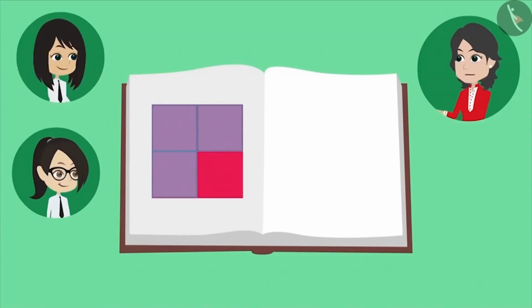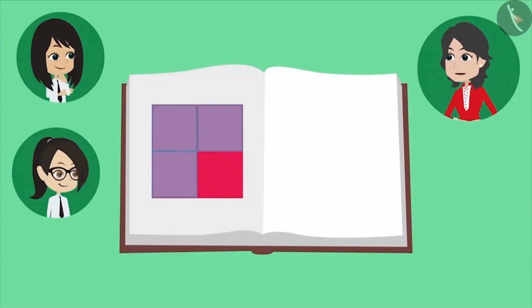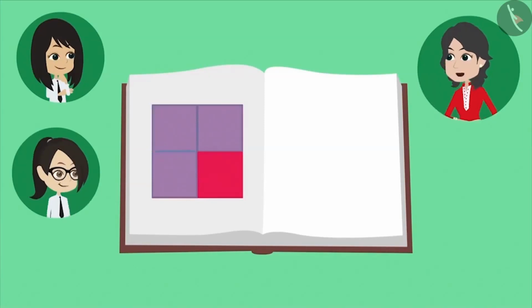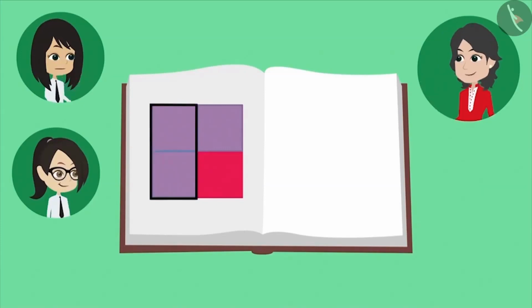You can certainly find out by looking, but in mathematics, there is a better way to find it. That I don't know, ma'am. No problem. I will tell you. Tell me, how many pieces are placed in the top row? 2 pieces, madam. Now, Neha, you tell me how many pieces are placed in the side row? Madam, the side row also has 2 pieces.